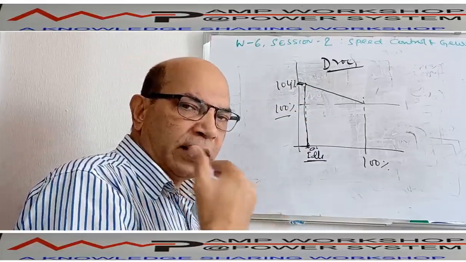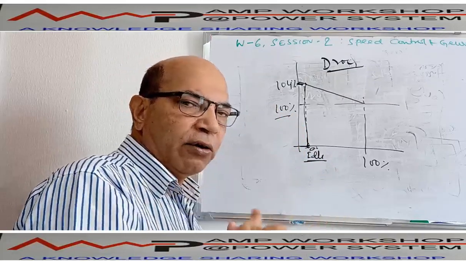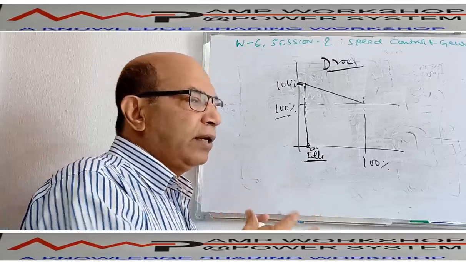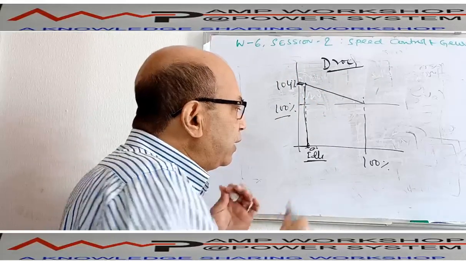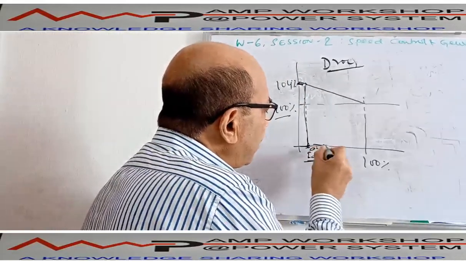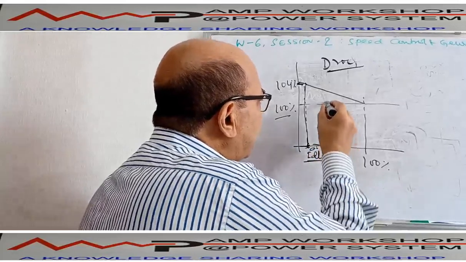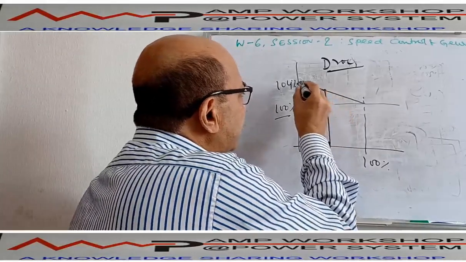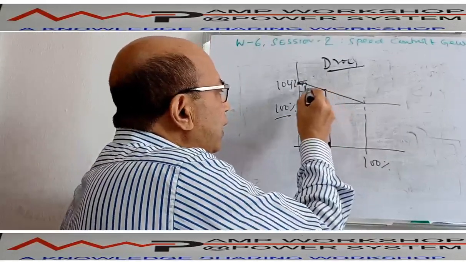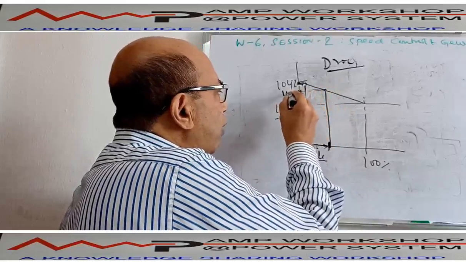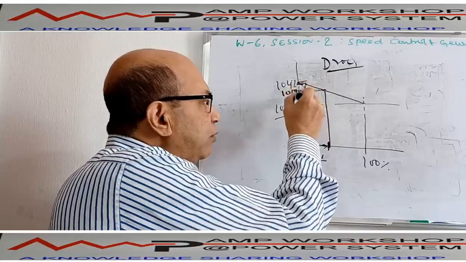Now as you increase the load on the machine, suppose we are talking about a single machine, what will happen? The engine will decelerate. The moment you increase the load, suppose you load by 25%, immediately the speed of the machine will drop down to here. So this is 104% speed with no load. The moment you put 25% load, engine speed will drop down to, suppose, 103%.